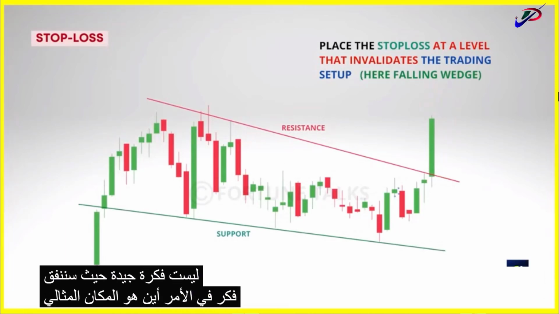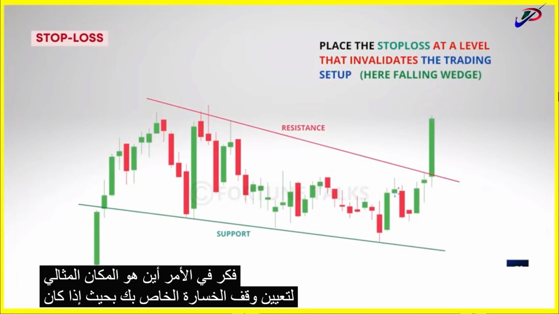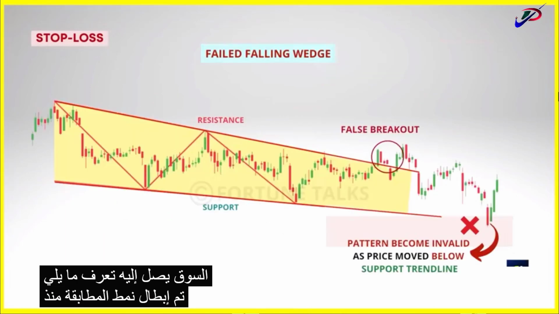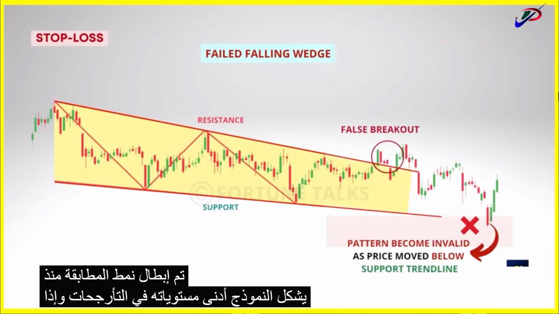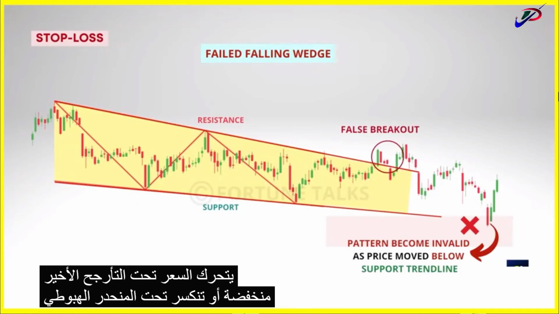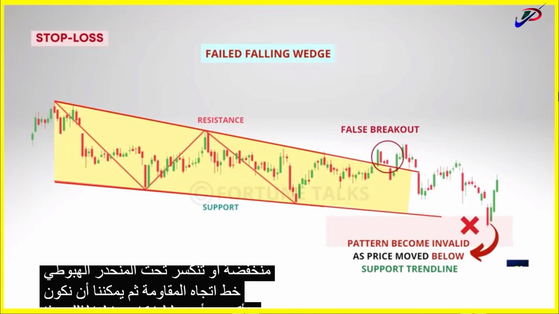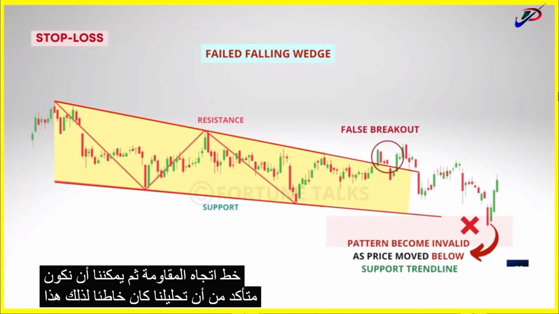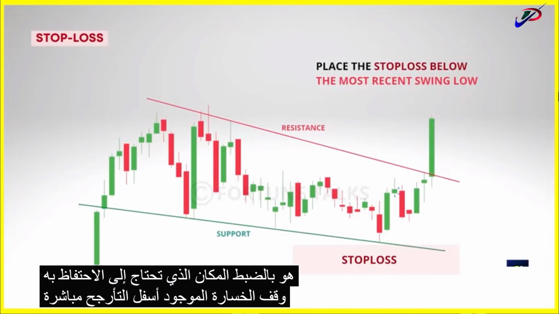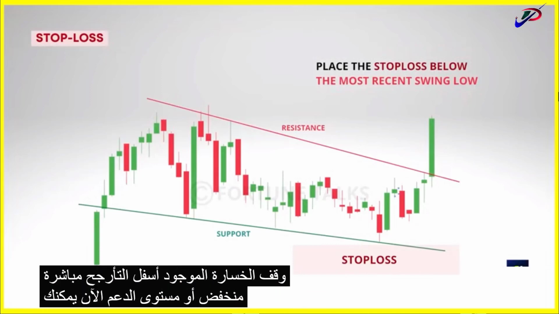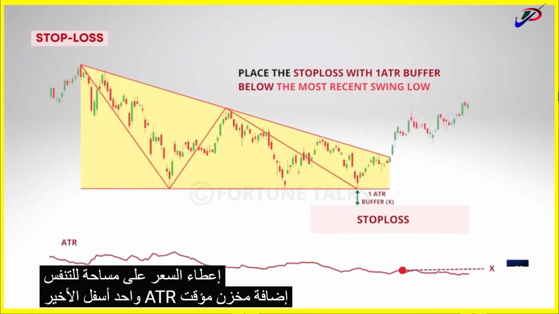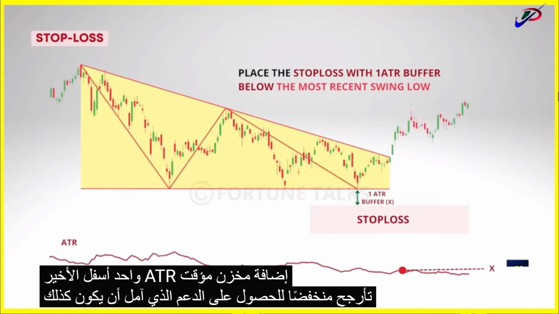Where is the ideal place to set your stop loss so that if the market reaches it, you know the falling wedge pattern is invalidated? Since the pattern forms higher swing lows, if the price moves below the recent swing low or breaks below the downward sloping resistance trend line, then we can be sure that our analysis was wrong. So this is exactly where you need to keep your stop loss, that is just below the swing low or the support level. Now you can give the price some breathing space by adding one ATR buffer below the recent swing low or the support. I hope this is clear.